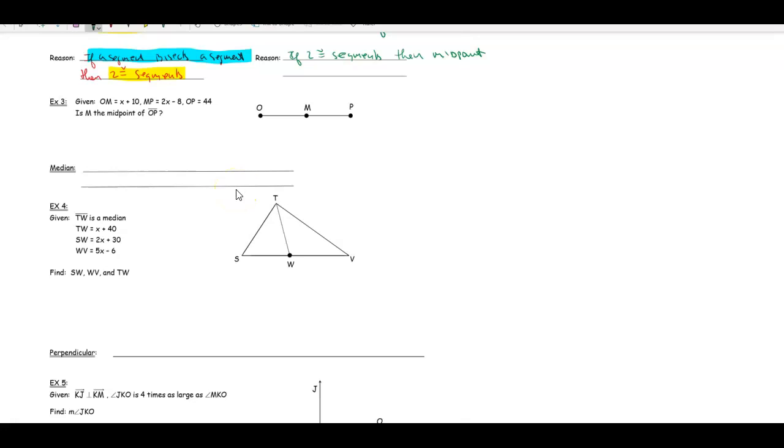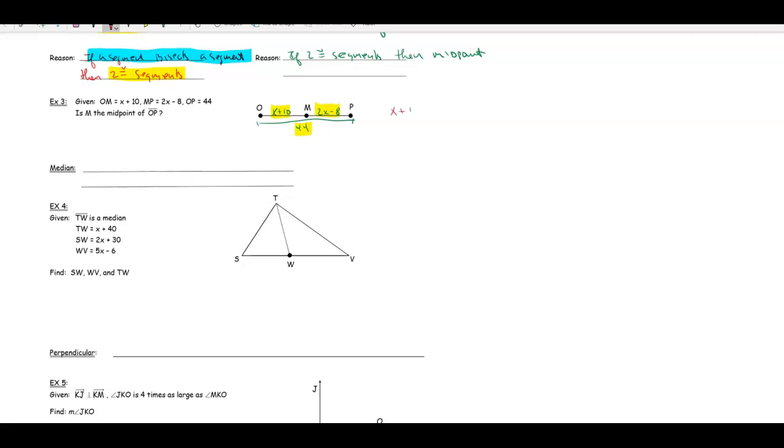So right here in example 3, it says given OM is x plus 10, MP is 2x minus 8, and OP is 44. They want to know, is M the midpoint of OP? Well, the first thing we have to actually use is what we call segment addition. Meaning, if we add these two segments up, we should get that. That is the only thing we can assume. We don't know that M is the midpoint, but we do know that these add up to 44.